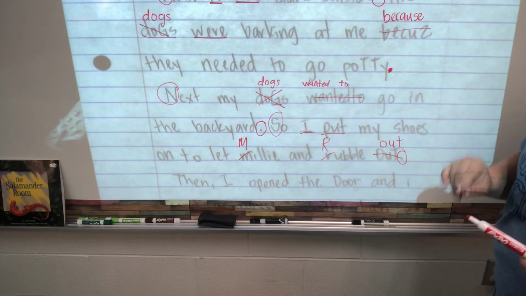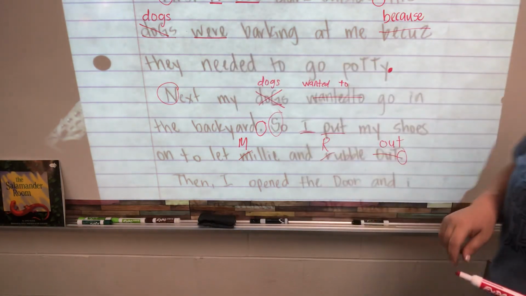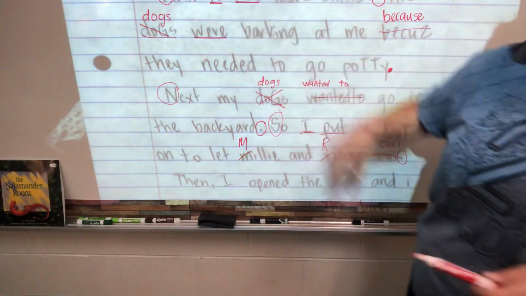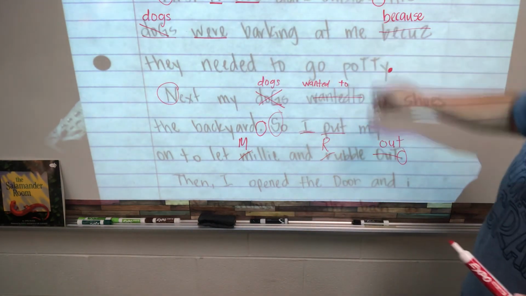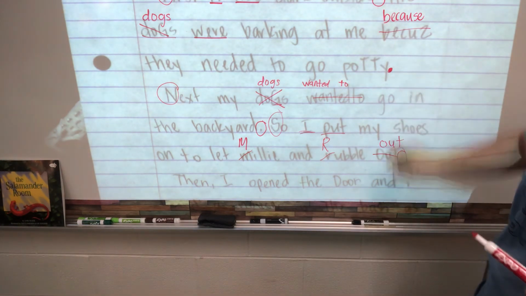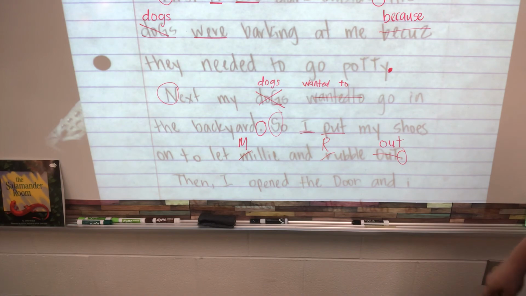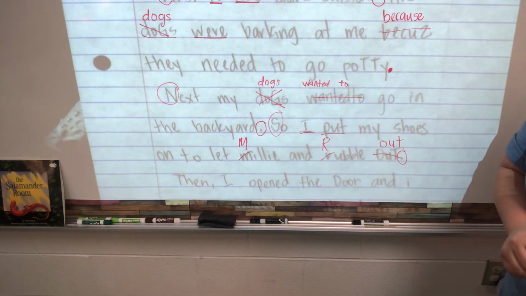In your writing, I want you checking for these things. Making sure that you have capital letters at the beginning, making sure you have a subject and a verb and they agree or they make sense together, making sure that you have punctuation at the end, making sure sight words are spelled correctly, and also making sure that the names of people, places, and things are capitalized.